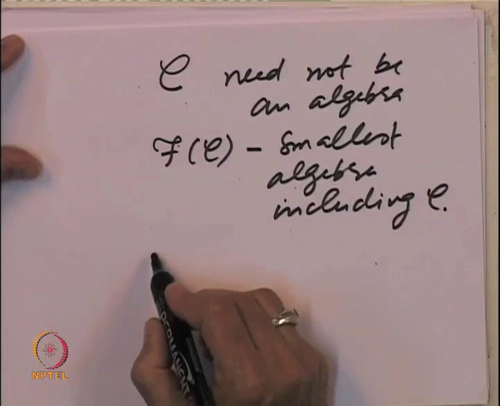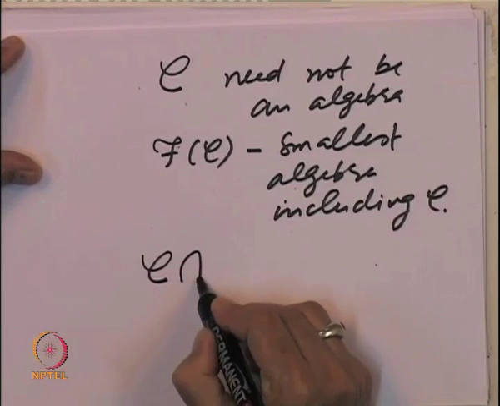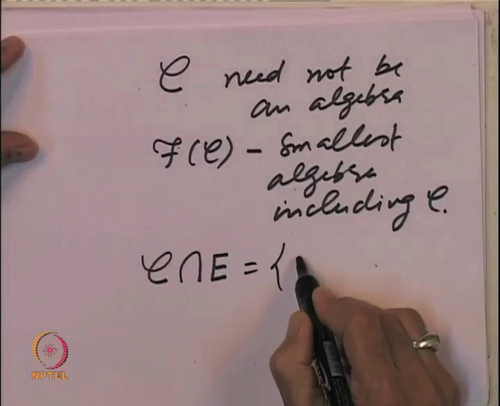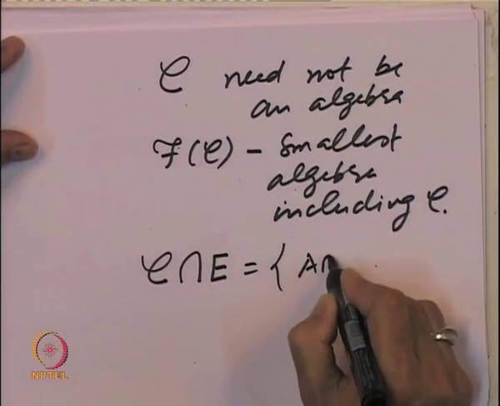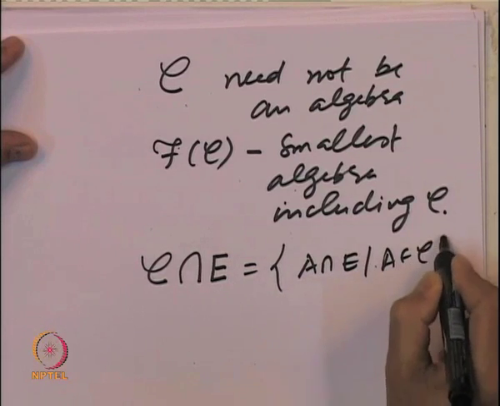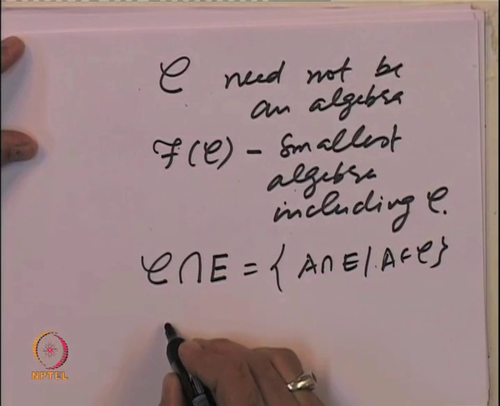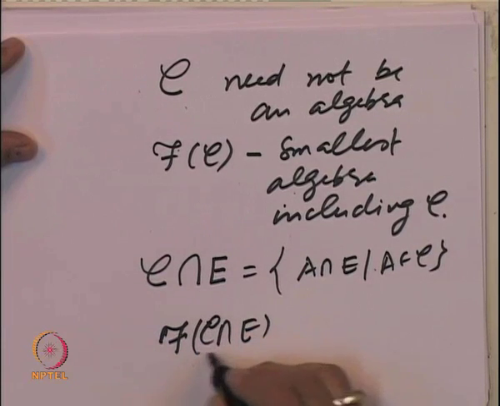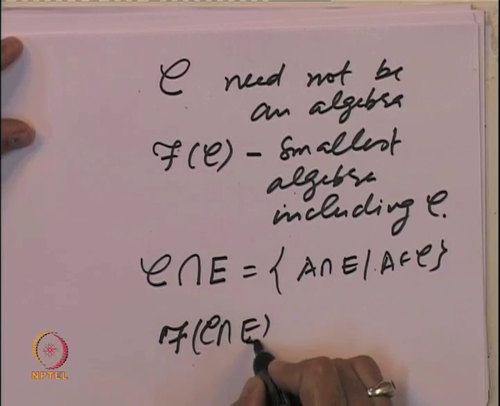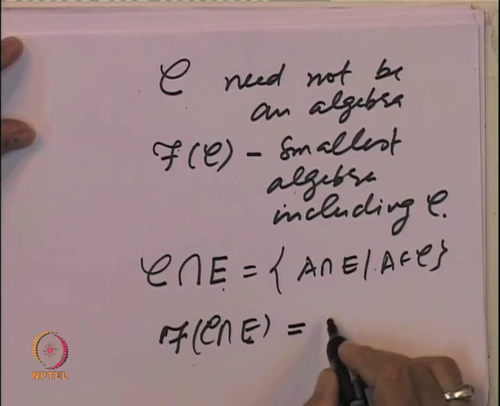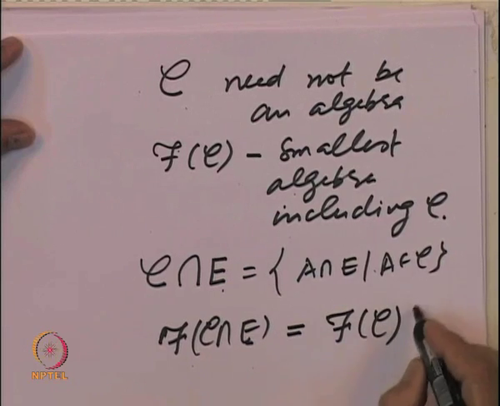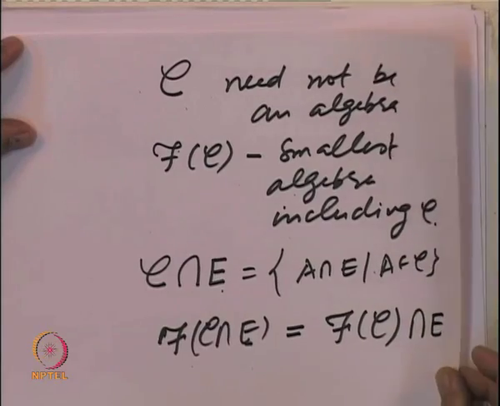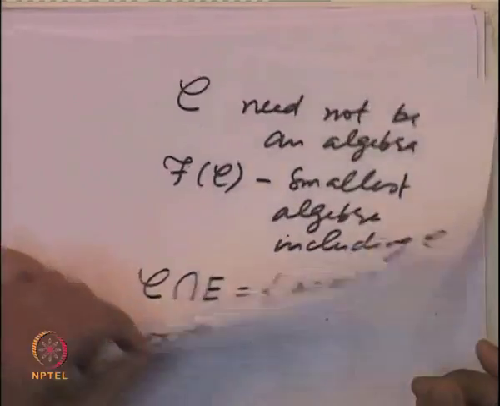And then we went on to prove that if you take a collection C and restrict its elements to a set E, which is defined as all elements of the type A intersection E, where A belongs to C, then if you generate an algebra out of this collection C intersection E, which is the algebra of subsets of E generated by this collection, we showed this is also equal to the algebra generated by C restricted to E. So, these are the various ways of generating more algebras out of the given algebra.